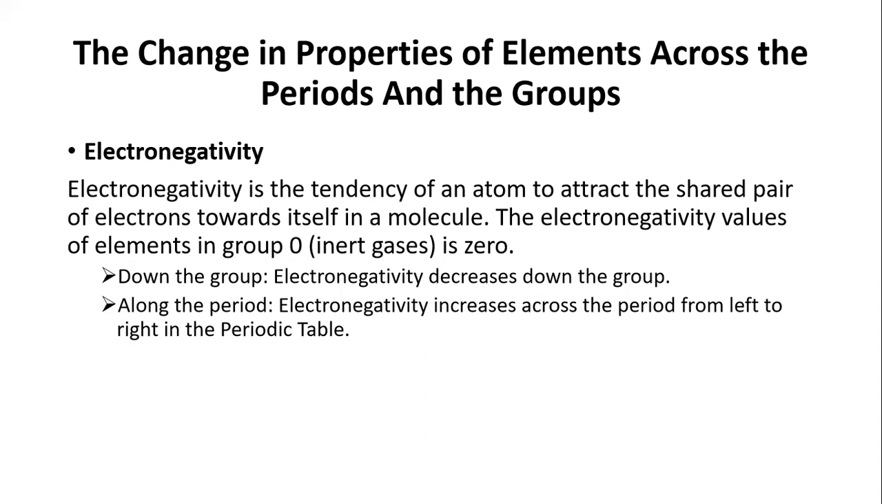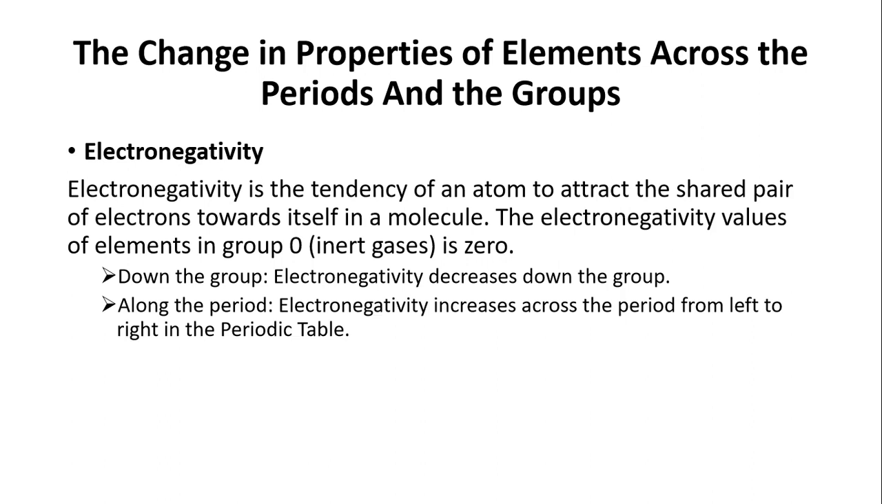Now, electronegativity, this is the tendency of an atom to attract the shared pair of electrons towards itself in a molecule. So basically, this is a tendency or ability of an atom or an element to attract the shared pair of the electrons. Electrons are the negatively charged particles. The electronegativity values of elements in group 0, that is group 8, the inert gases, is 0.